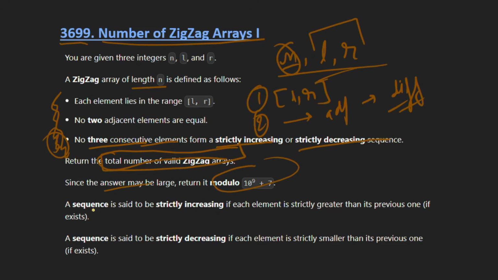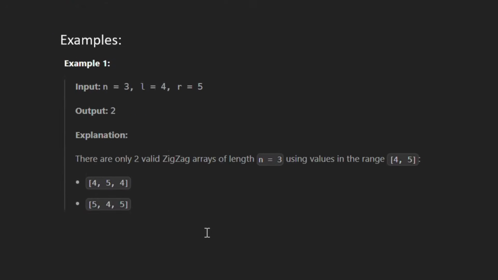It is given that the answer can be large, so we have to use modulo 10 to the power 9 plus 7. Now, what is a strictly increasing sequence? Suppose we have 1, 5, 7. First we have 1, then 5, then 7, so this is an increasing sequence. Similarly, what is a decreasing sequence? Suppose we have 7, 5 and 1. Then 5 is smaller than 7, and 1 is smaller than 5, so the sequence is decreasing. So this is a strictly increasing and a strictly decreasing sequence.